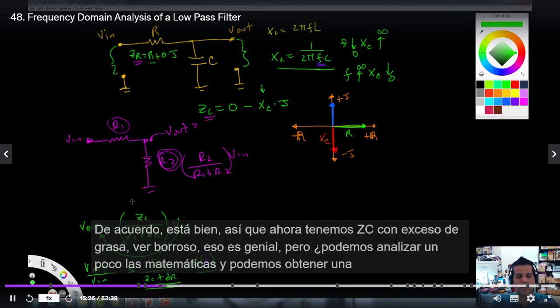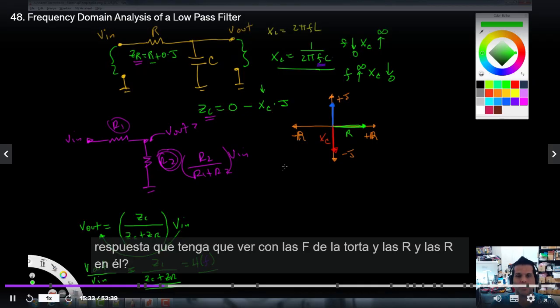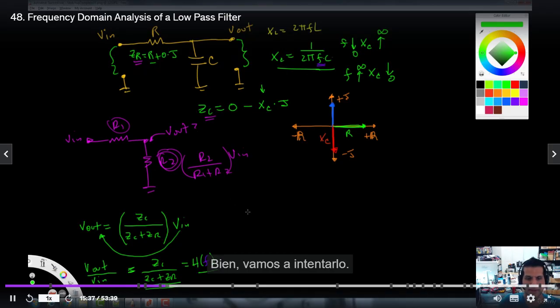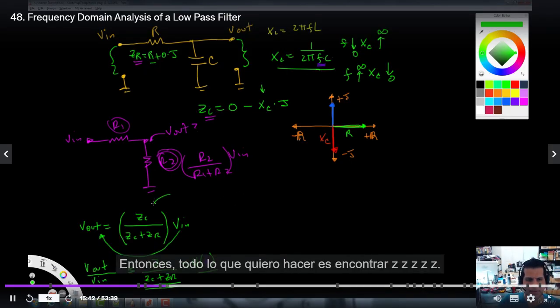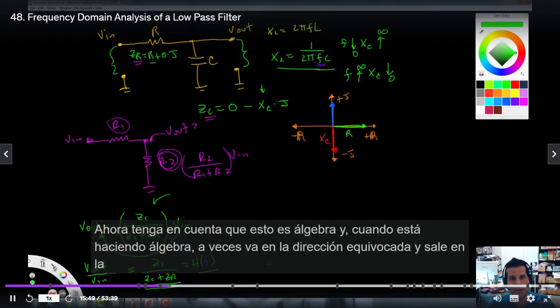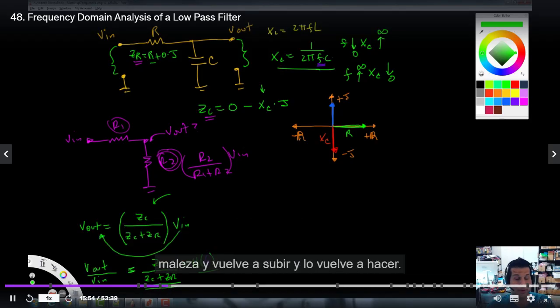Okay, so now we've got ZC over ZC plus ZR. That's great, but let's run this math down a little bit and see if we can get an answer that's got 2 pi's, f's, c's, and r's in it. Let's give that a try. I think we have enough room here to do this. All I want to do is find ZC over ZC plus ZR, so let's go ahead and start writing things down. Now, be warned, this is algebra. When you're doing algebra, sometimes you go in the wrong direction and off in the weeds, and you have to back up and do it again. We could just look this up in a book, but we're not going to do that.